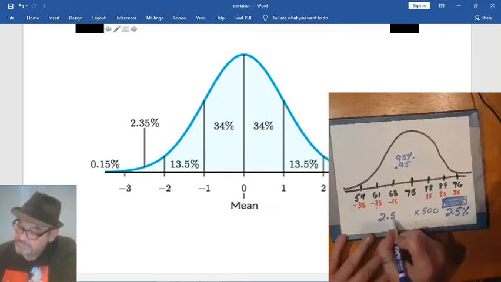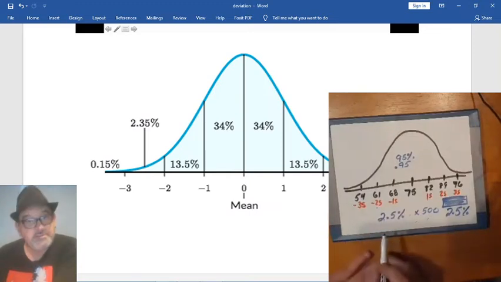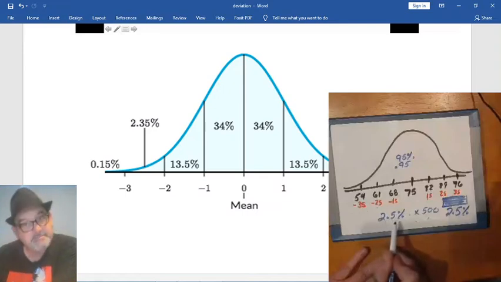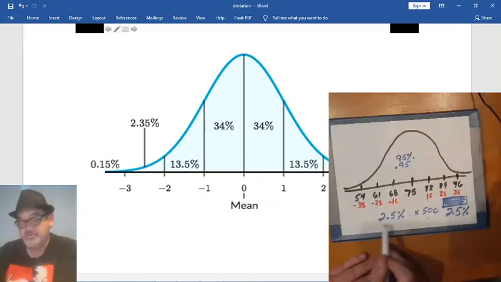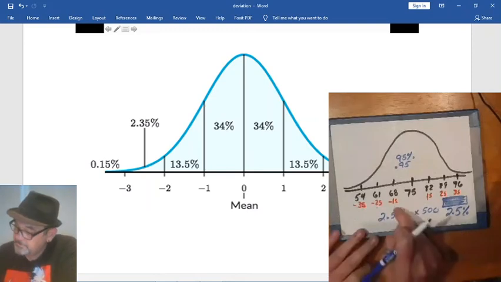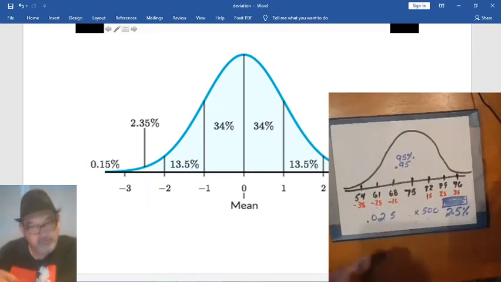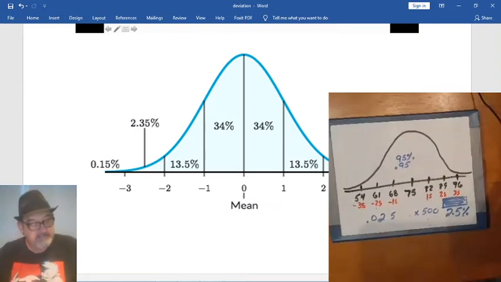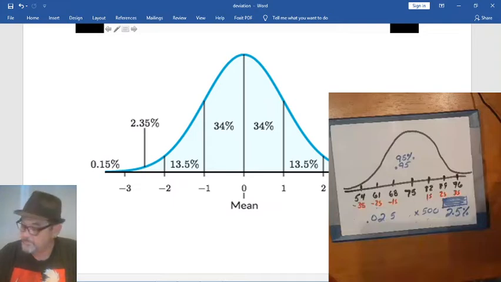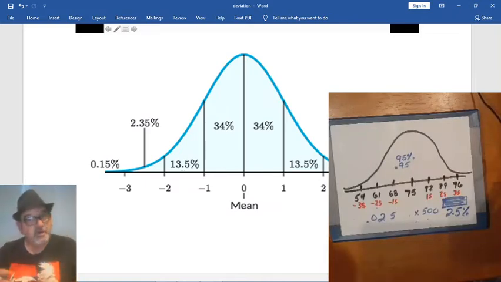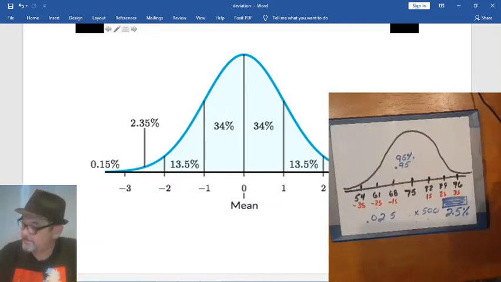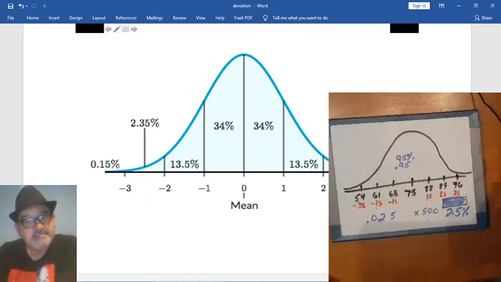Anytime you have a percent, to change it to a decimal, you just divide it by 100. So if I take 2.5 and divide by 100, it's going to give me 0.025, either way. And then I multiply that times 500. Let's get the old trusty calculator. 500 times 0.025, 12.5 students approximately. So between 12 and 13 kids scored better than an 89 on their test.